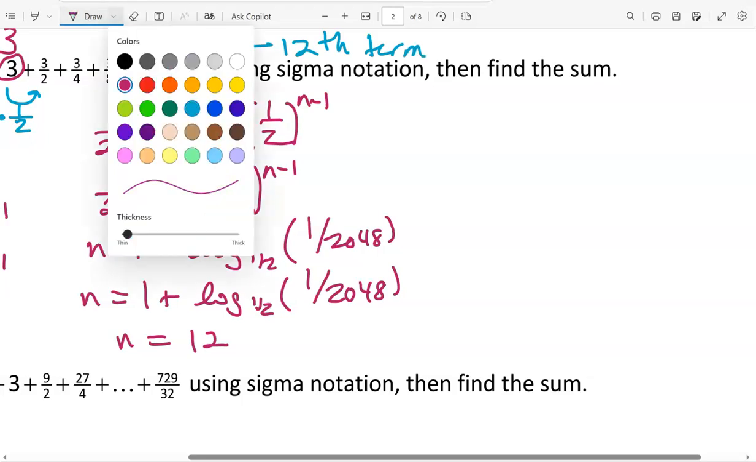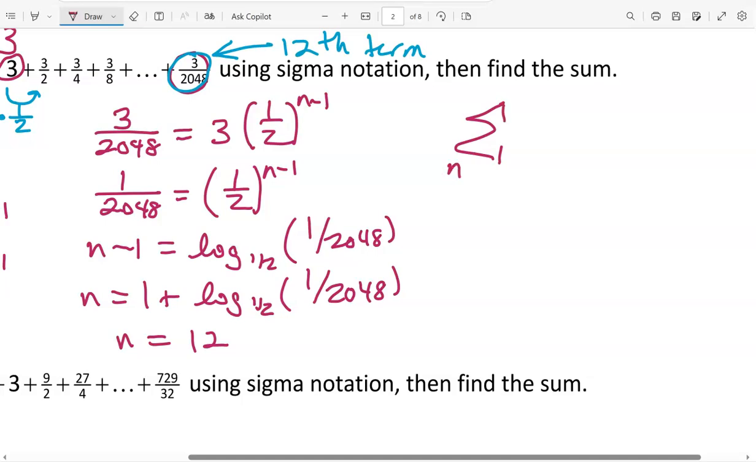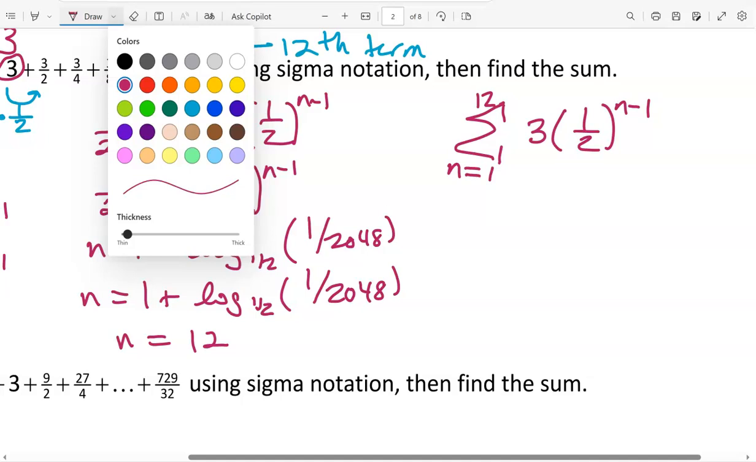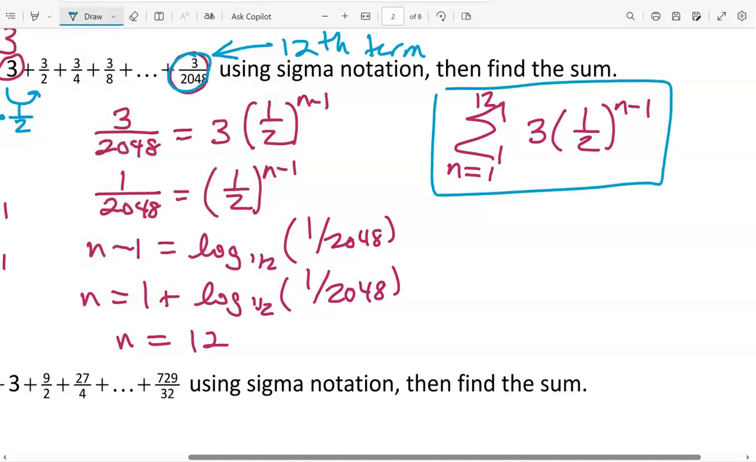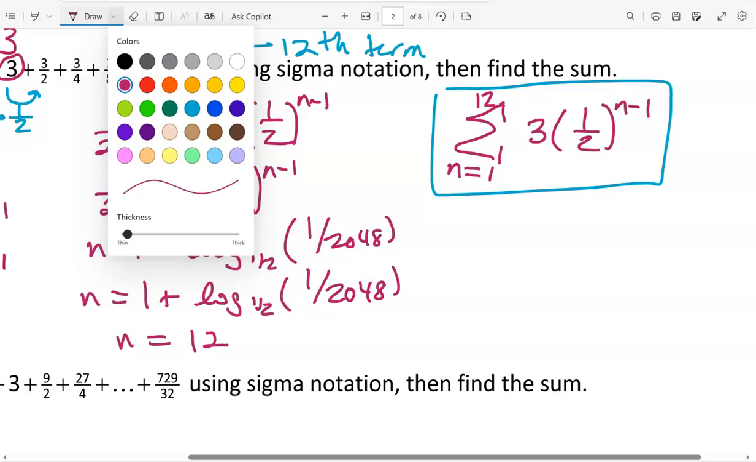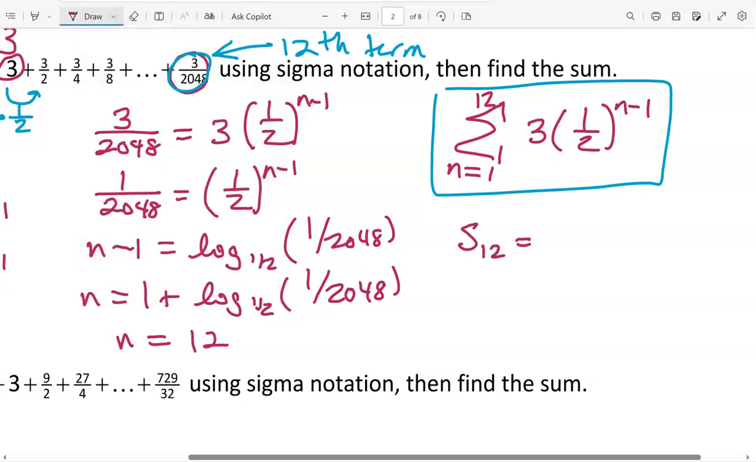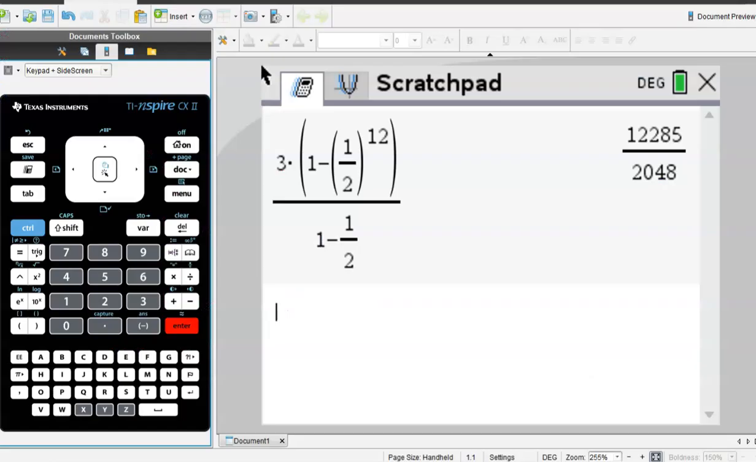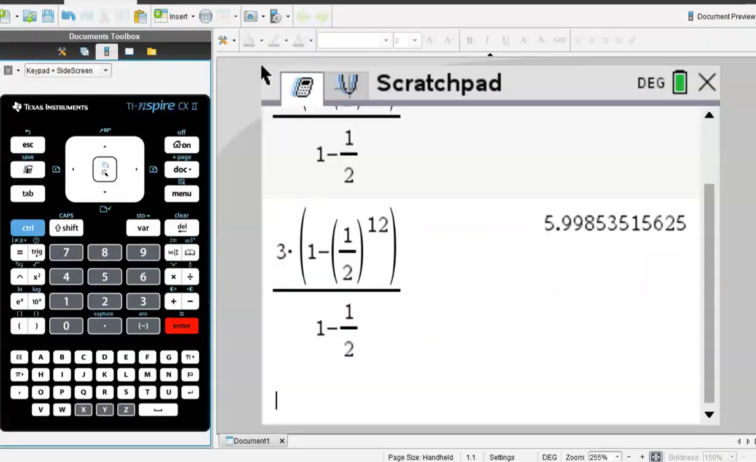So when we're writing it in sigma notation, this is the sum as n goes from 1 to 12 of 3 times 1/2 raised to the n minus 1 power. That's one of our answers, writing it in sigma notation. Then we're going to use our partial sum formula to find the sum of those 12 terms. So the sum of the 12 terms is equal to the first term times 1 minus the common ratio raised to the 12th power divided by 1 minus the common ratio. That gives us 12,285 over 2040, which we can approximate if needed. And that gives us a value of 5.999.